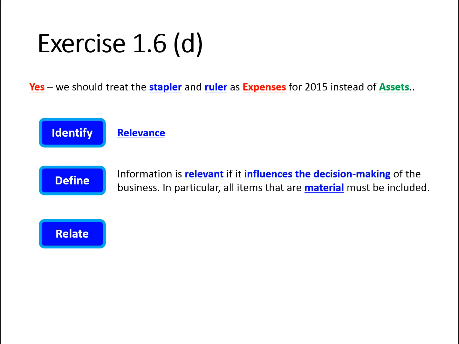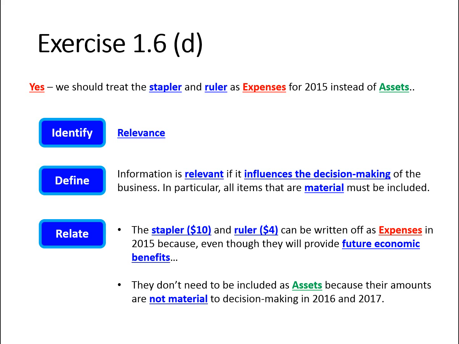Lastly, I'm going to relate it to this question and say the stapler and ruler can be written off as expenses because even though they will provide economic benefits into the future, you can not include them as assets because their amounts are not material to decision making in 2016 and 17. Whether they're in the balance sheet or the income statement is really irrelevant in terms of the overall decision making of the business. We might as well write them off as expenses now so we don't have to carry such small amounts in the balance sheets. The overall thing being that these two items aren't material to the day-to-day decision making of the business.